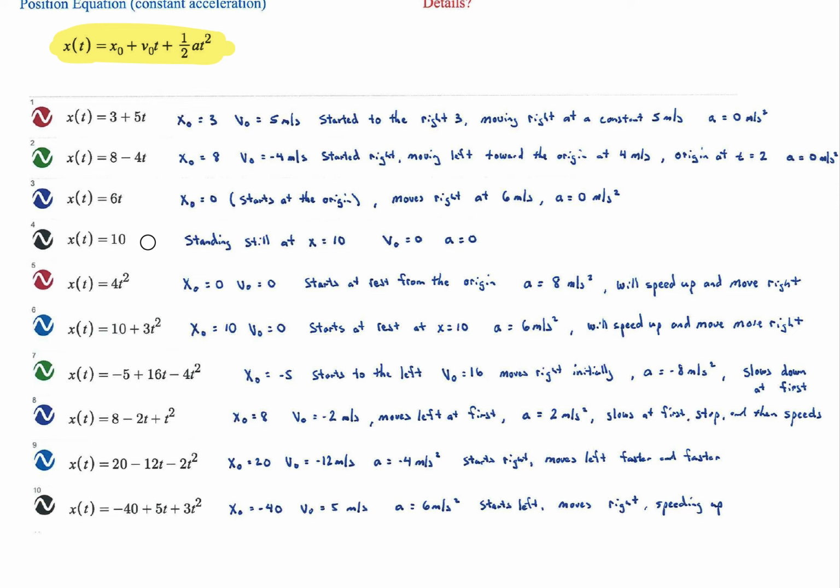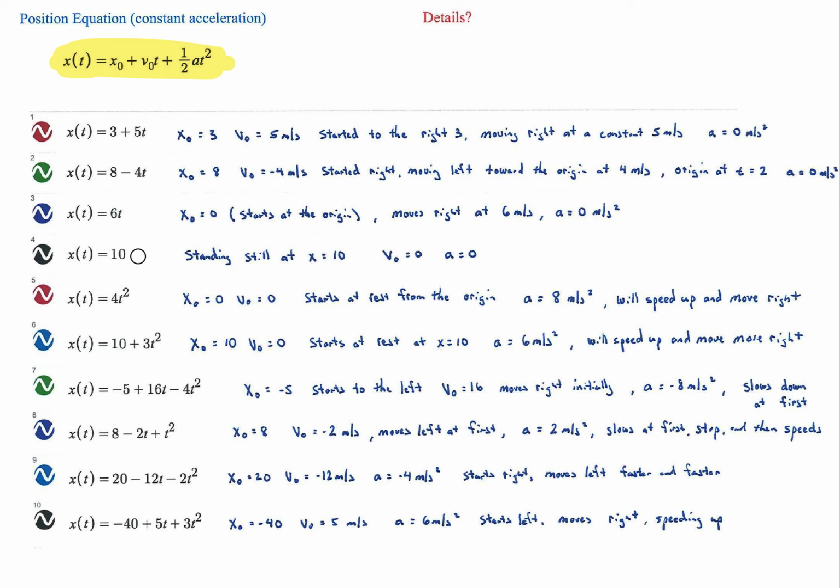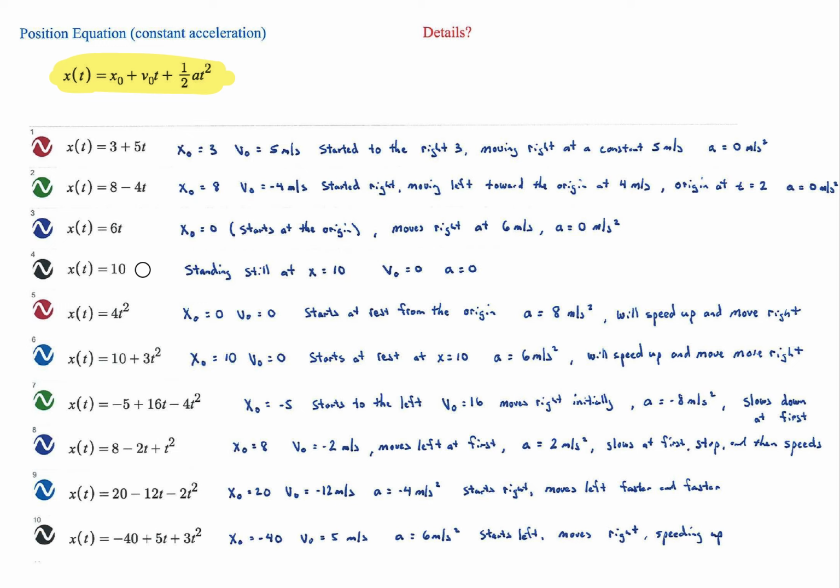Fourth one, the most boring case, probably never even see it, x of t equals 10, right? This has an initial position of 10. It's got no velocity term. It's got no acceleration term. It literally is just standing still at x equals 10. V naught is equal to 0. A is equal to 0. We're not going to change our velocity, so we're just going to stand there. If you graph this as an x versus t graph, it would just be a horizontal line.